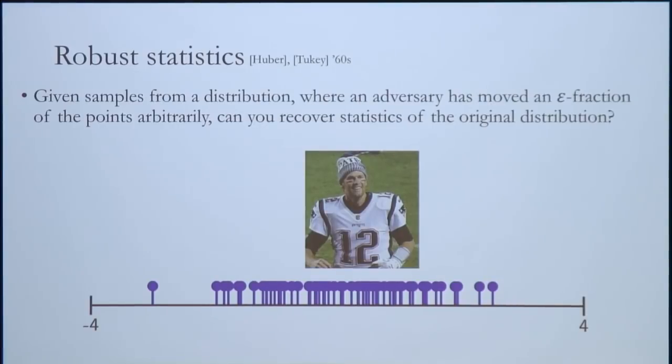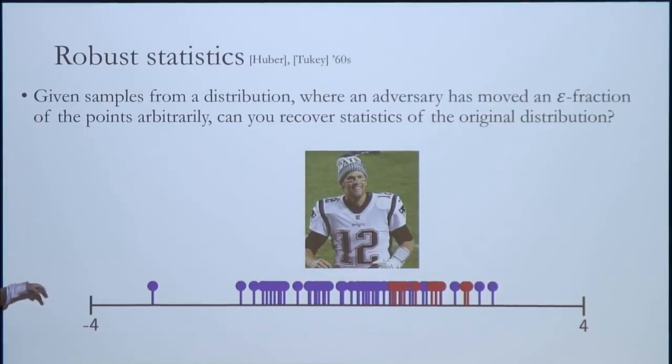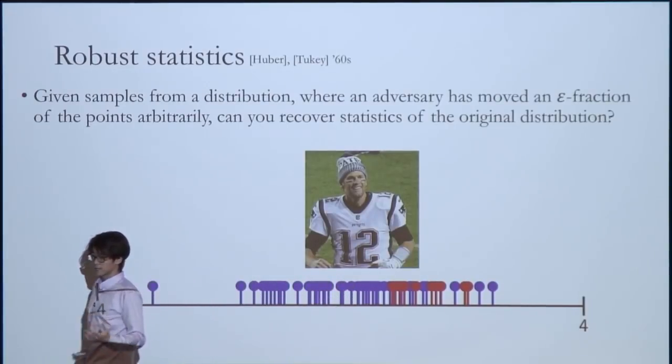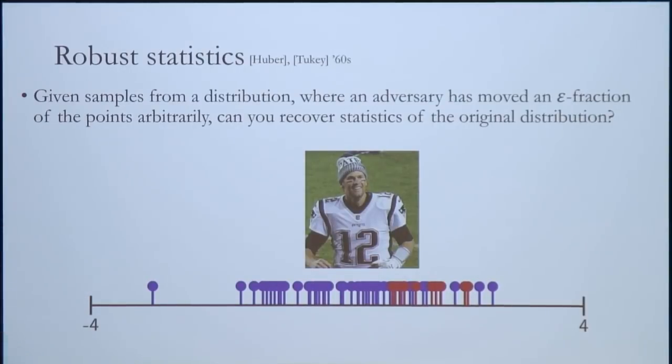So you give them to Tom Brady, and he's going to mess up your data. He's going to move them like this. Okay? Now you get the data without the colors. And your goal is to recover information like the mean or variance of the original data set. Okay? And these corruptions are completely unconstrained. He can do whatever he wants. Because it turns out that is the right statistical model to model these sorts of adversarial examples that I gave you before. Okay? In a strong sense.